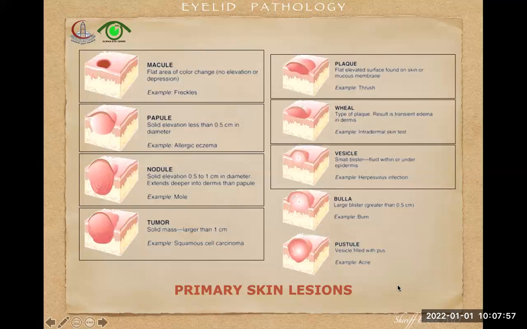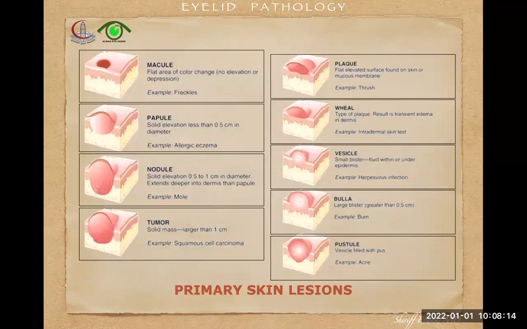If this is filled with fluid, a small blister filled with fluid, this is called a vesicle. And if a vesicle is bigger than 0.5 centimeter, it's called a bulla. And if it is filled with pus, it would be called a pustule.